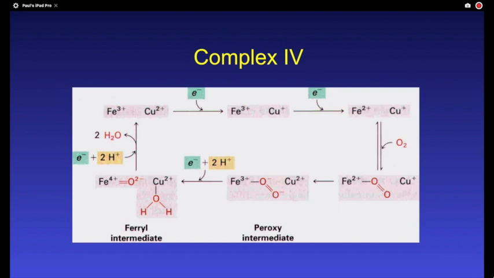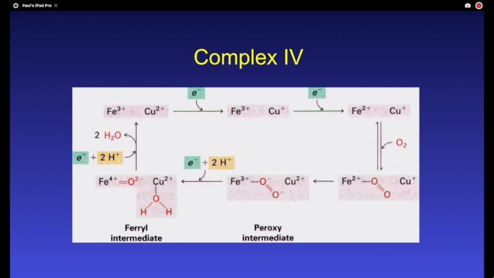Then you get this strange thing. Iron 4+ double bonded to an oxygen that has a 2-. Again, not a really stable intermediate. Doesn't stay around too long. You throw 1 more electron in that mix and 2 protons, and the second water will form. Both waters fall off, and we oxidize the 2 metal centers back up to the iron 3 and the copper 2 state. And so, really strange electrochemistry that happens here.